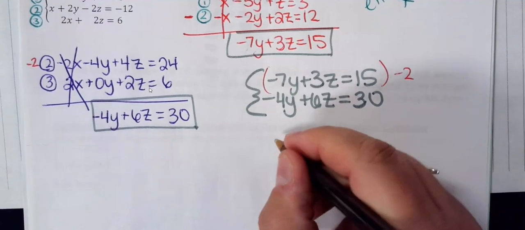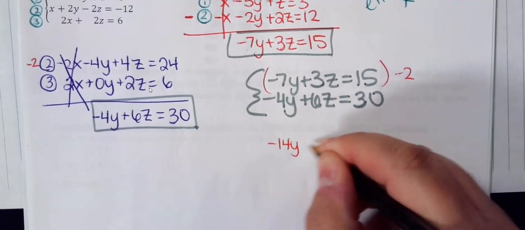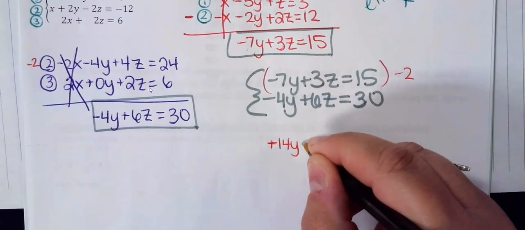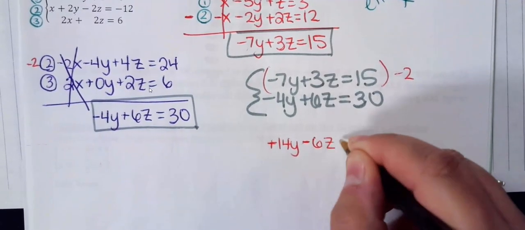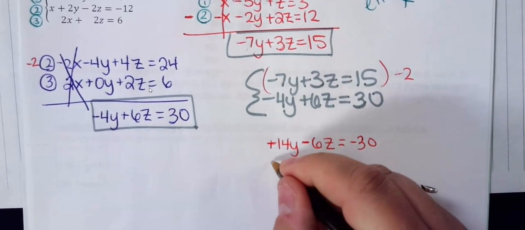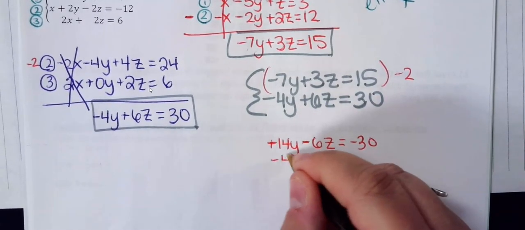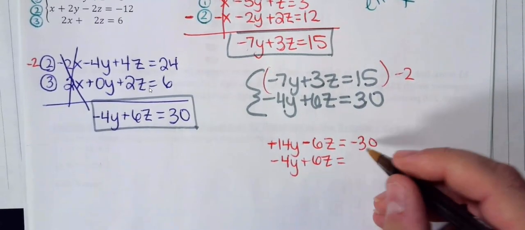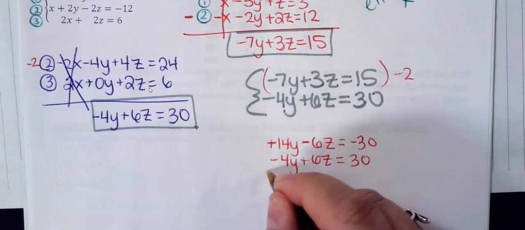So I'm just going to totally rewrite it. So I'm going to get negative 14y. Nope, I lied to you. Positive 14y minus 6z equals negative 30. I'm running a negative 2. I'm going to copy that other equation I had, which was negative 4y plus 6z, and then that's going to be equal to 30.